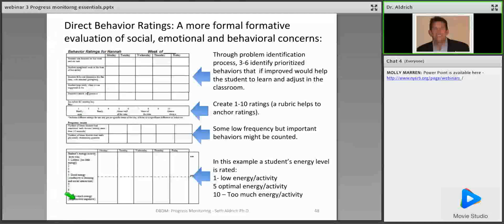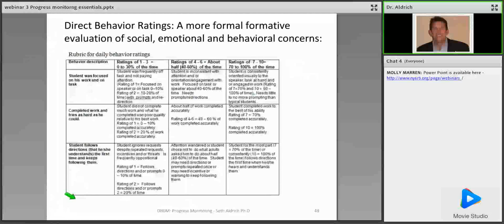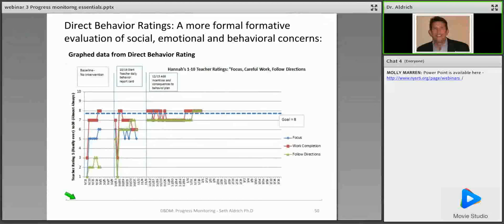These materials are available for download on the TAC site for this webinar. And you might have a rubric that anchors those ratings. This is all available on the website for you to download. So behavioral progress monitoring might be graphed, where we try an intervention, and this happens to just be an Excel spreadsheet with that DBR data graph. We try different interventions, and once we add incentives and consequences to the behavior plan, we see the student meeting the goal level of 8 on a 10-point scale, which might be successful 80% of the time with relatively little prompting. And that's just an example of behavioral progress monitoring.